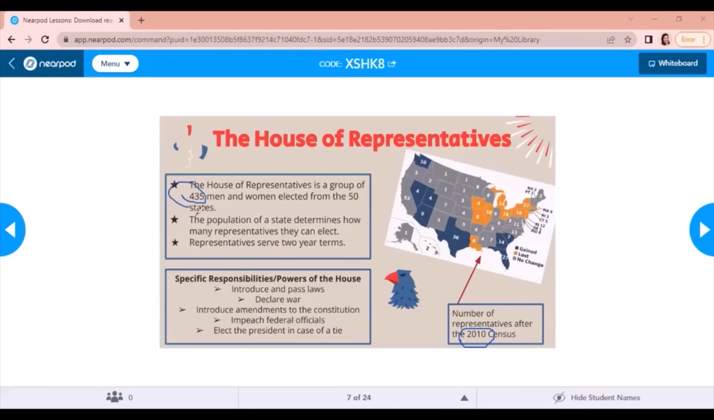So there's always 435. But what does change after the census is how many representatives the state might have. So let's say there was a whole bunch of people who moved from California to Texas. We might take some representatives away from California and put them in Texas. So maybe now California has 50 and Texas has 39. And you get the idea. Always 435, but they can move around how many. So this has to do with population.